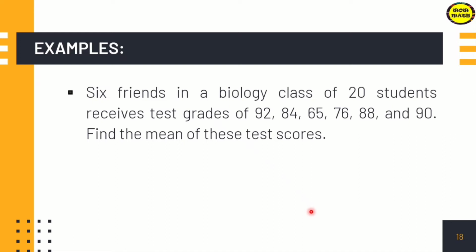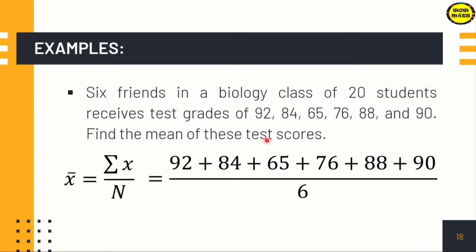For example, we have 6 friends in a biology class of 20 students who received test grades of 92, 84, 65, 76, 88, and 90. Find the mean of these test scores. By using the formula, we are going to add the grades of the 6 students from the biology class: 92 plus 84 plus 65 plus 76 plus 88 plus 90, all over 6.